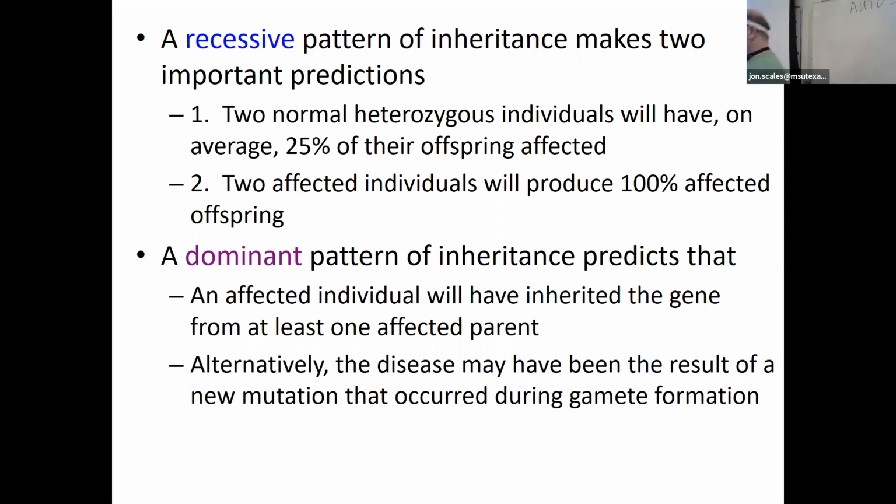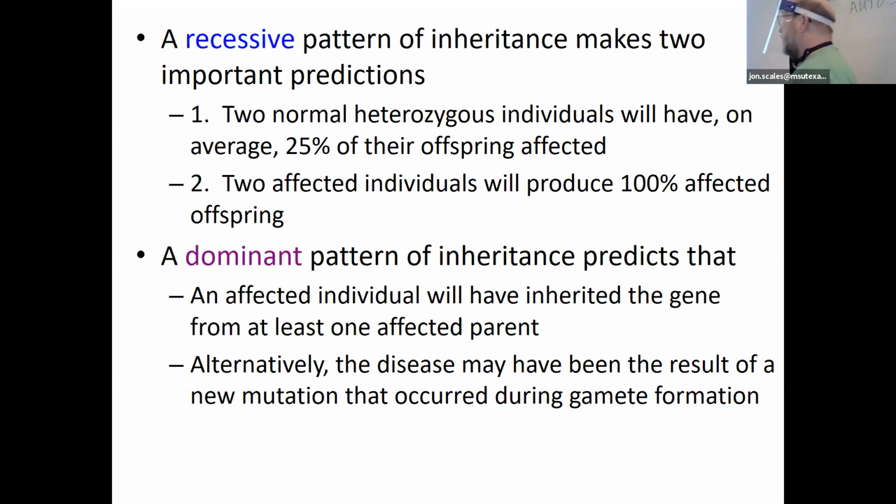However, if you have two affected individuals, and they have kids, and it's autosomal recessive, then every kid should probably be affected. Okay, so if you see that, well, that's kind of a no-brainer. You're like, yeah, okay, well, two affected people better have all affected kids if it's recessive. Okay, if two affected people don't have all affected kids, that would be a strong indication that it's actually dominant.